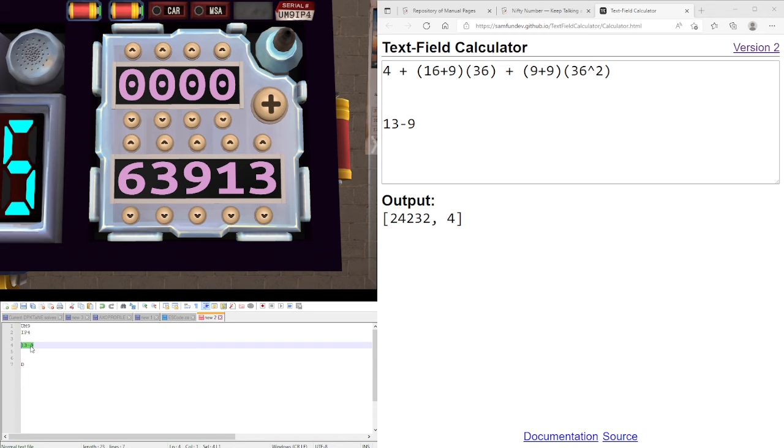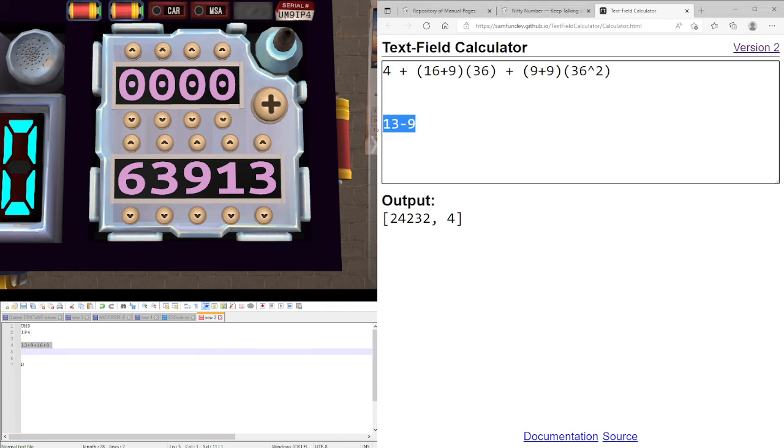Next we have M plus P, which is 13 plus 9 plus 16 plus 9. It gives us 47. What do we do if the number is bigger than 35?